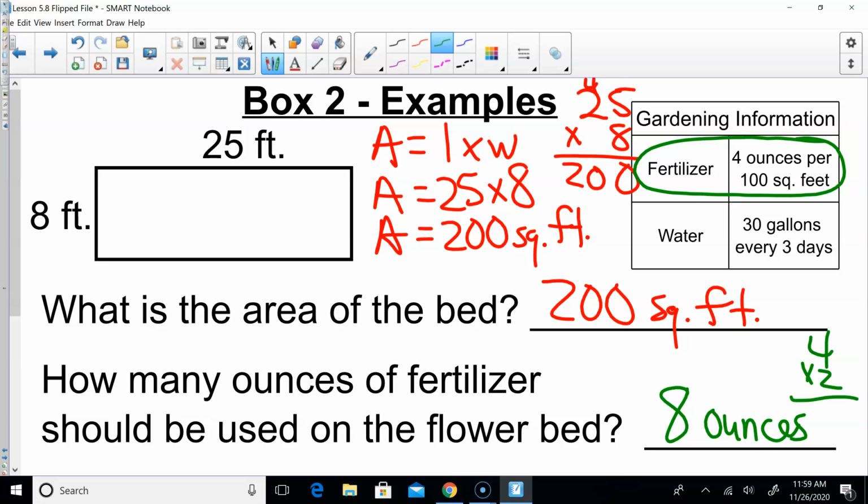So you can see how one information of finding the area helped me out on the next step of finding how many ounces of fertilizer I needed to use. So you can pause the video now, write down this work of how we used the area model and how we used that chart to help us out, so it can help you with your work today.